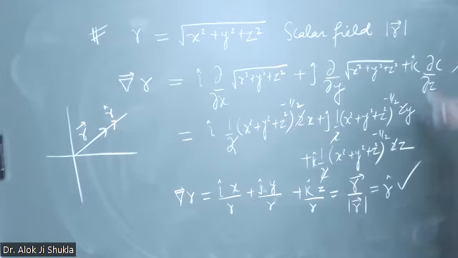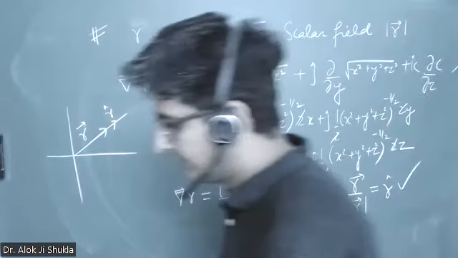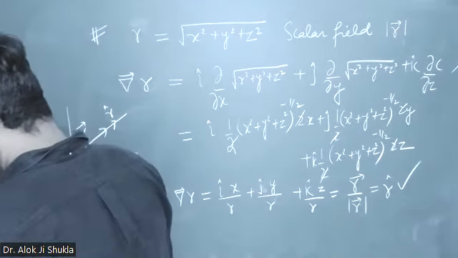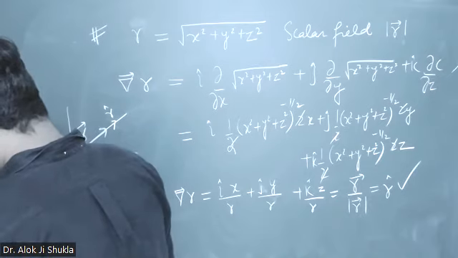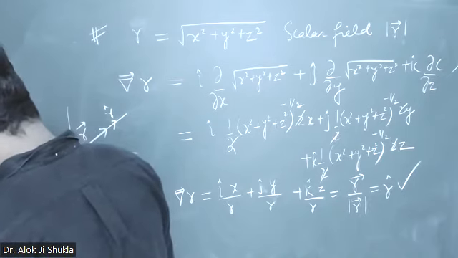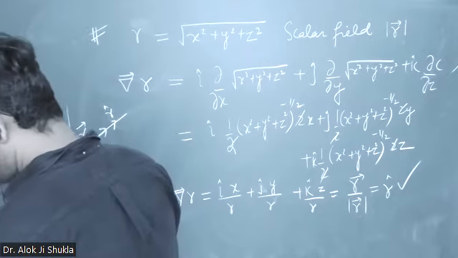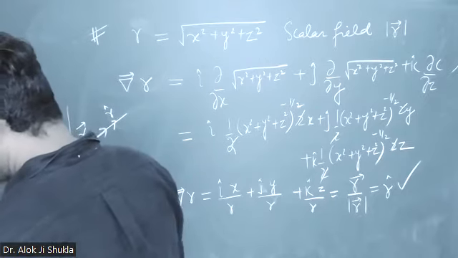So I got magnitude of r and I got a vector. So r cap represents the direction. लिख लो. r cap represents the direction in which the scalar field r is increasing maximum.